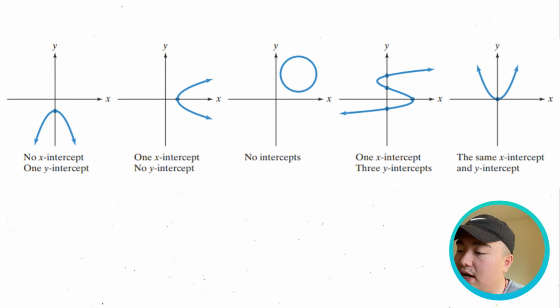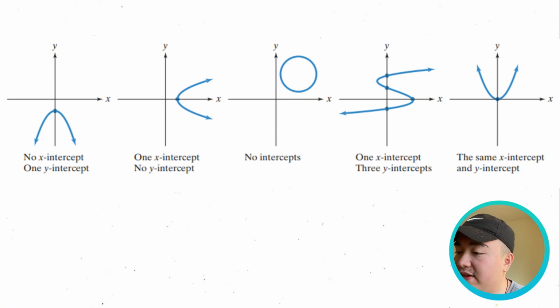For the third one, we have this circle curve here. It does not touch the y or the x axes, so therefore there are no intercepts. For the fourth one, we have this curvy S line. It touches the y-axis at 3 points. One's right there, the other one's right there, and the last one's right there. So there are 3 y-intercepts, and it also touches the x-axis at 1 point, so we only have one x-intercept.